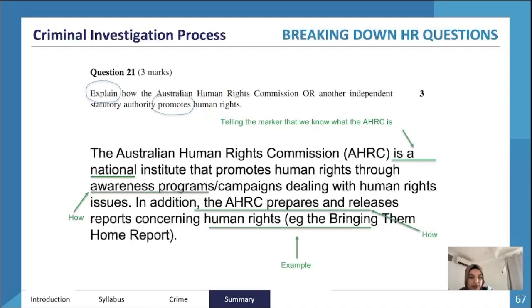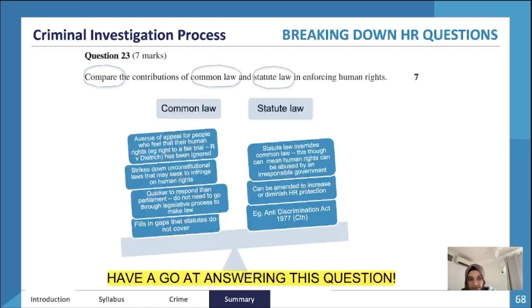So here's an example. The Australian Human Rights Commission is a national institute that promotes human rights through awareness programs. So that's the how, or campaigns, and dealing with human rights issues. In addition, the Australian Human Rights Commission prepares and releases, again explaining the how, reports concerning human rights. And then you give an example. So you're showing evidence of how it's done that. So, the Bringing Them Home report.